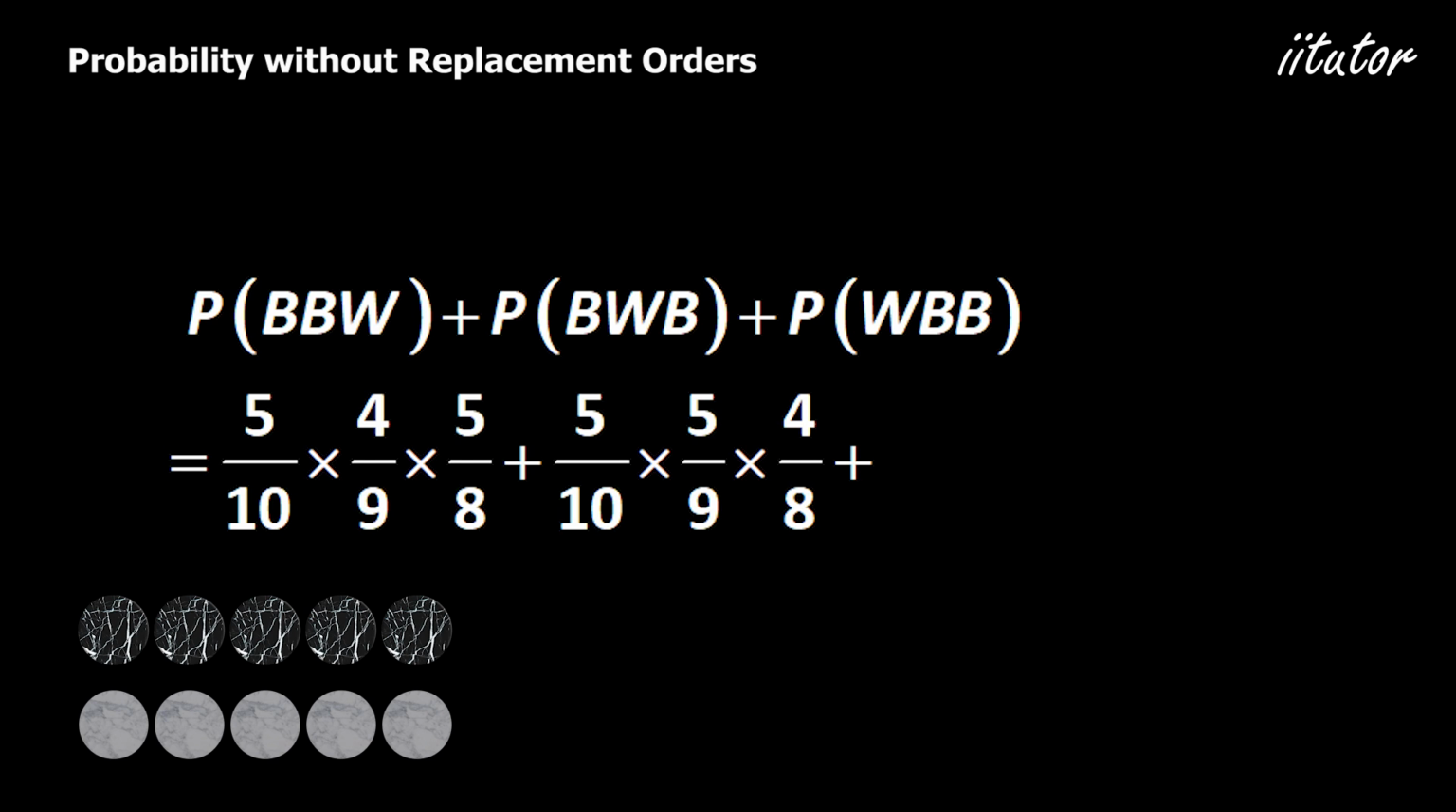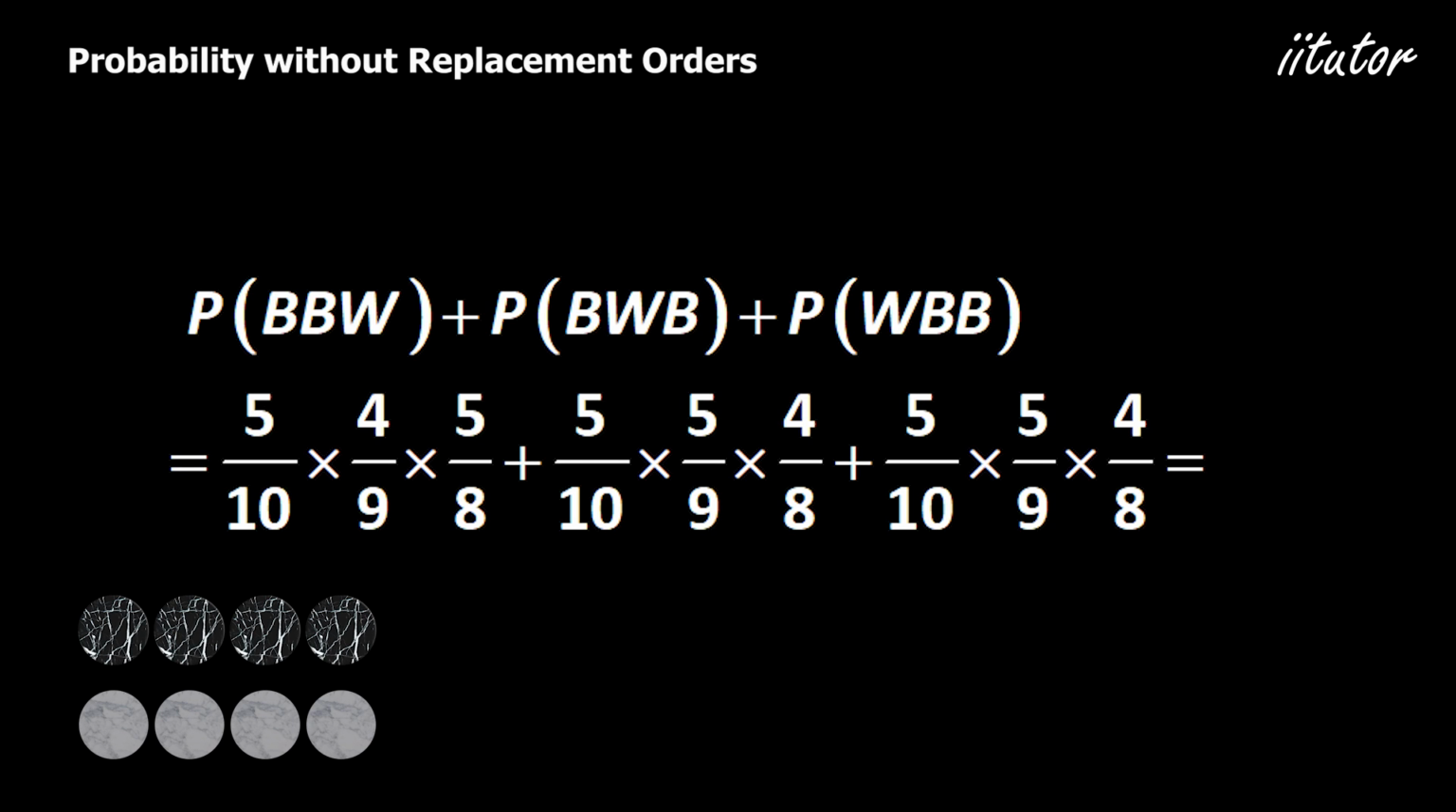And white, black, black, there's 5 out of 10 whites, and we've already picked 1, so it's going to be 5 out of 9, 1 less than 10. And for the next black, we'll have 4 blacks left out of 8 because we've already picked 2, so we'll have 8 left to choose from. That will be simplified to 5 on 12.